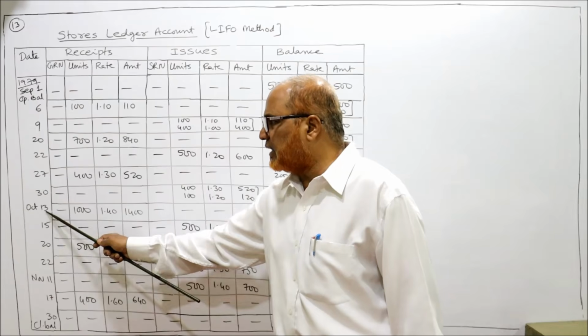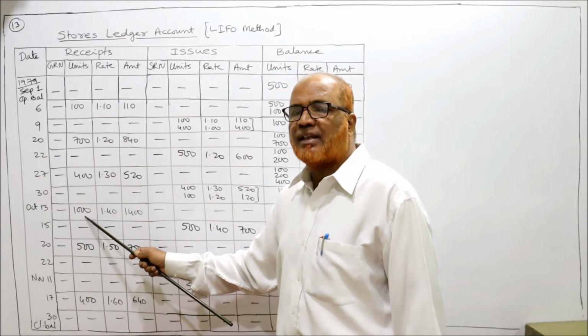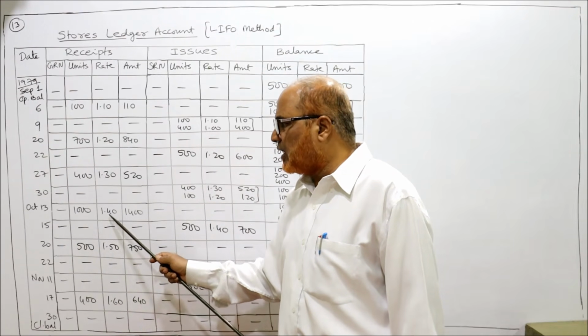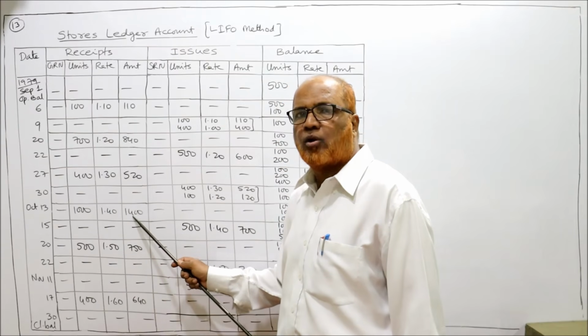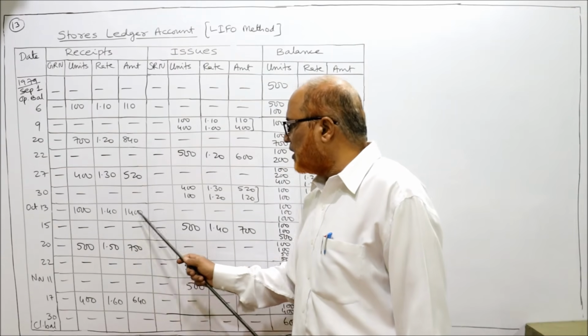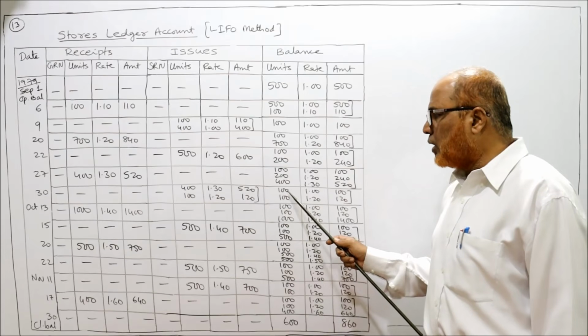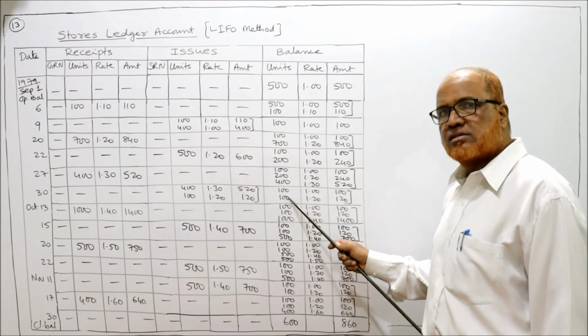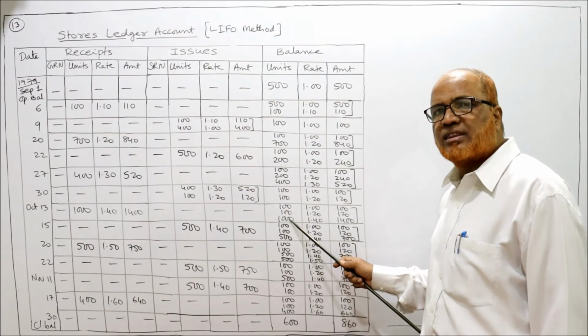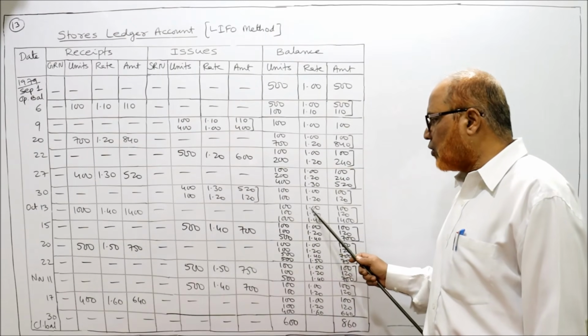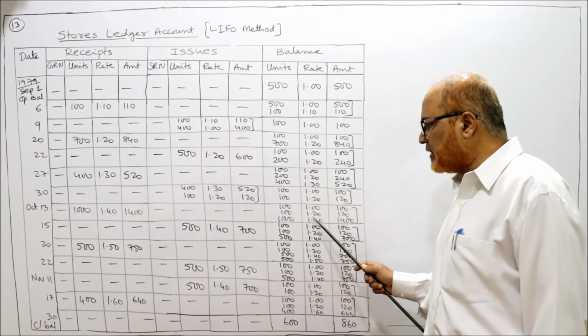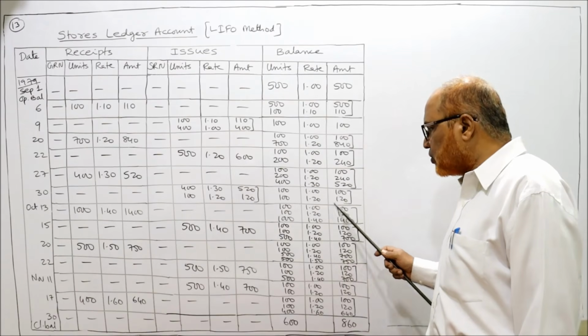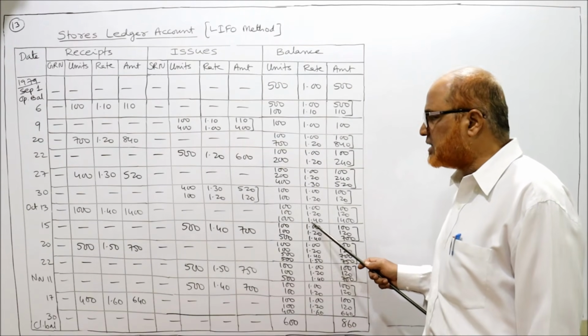Now October 13th, there is a purchase of 1000 units. So 1000 into 1.40, 1400 rupees is the purchase. Now see the balance. Old lots we have 100 units, 100 units. The new lot purchased is 1000 units. So 100 at 1 rupee, 100 at 1 rupee 20 paisa, 1000 at 1 rupee 40 paisa. So 3 lots we are having in the balance.